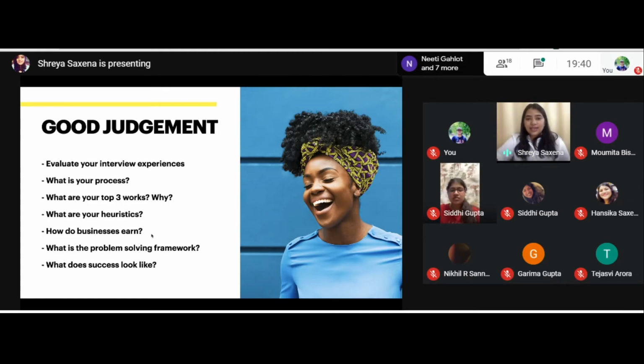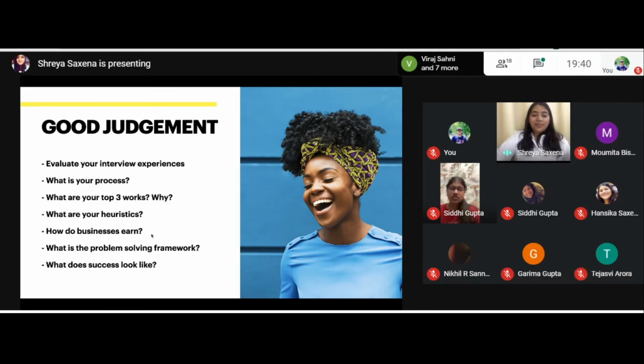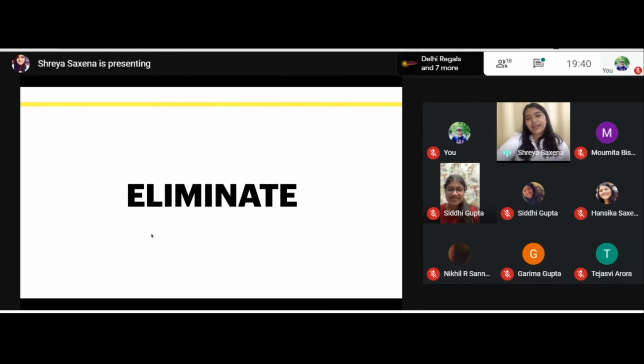What are your heuristics? Heuristics are basically things against which you measure your design. Try to learn how different businesses earn their money, because that is most important to them. If you as a designer can prove your worth by helping the businesses earn, I think that's what a unicorn is for, right? Have frameworks for solving problems, and before you design anything, visualize what the success is going to look like.